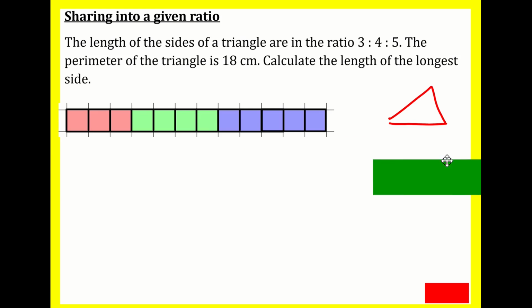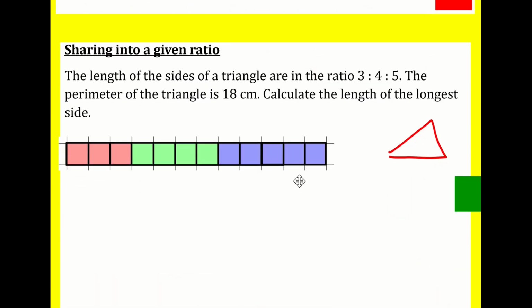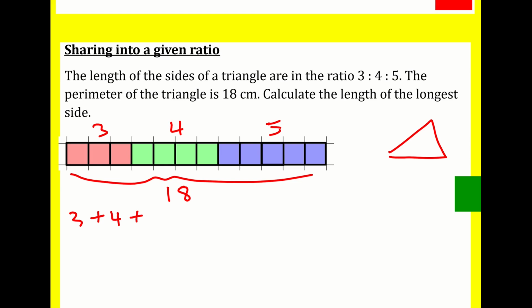So again, we could use a bar diagram. I've got 3, 4, and 5. Now, instead of just part of it being 150, I've got the full amount being 18. And I'm well on my way to working things out. So how many parts do I have in total? I'm going to need to add them. I've got 3 here, 4 here, and 5 here. So it's going to be 3 plus 4 plus 5 equals 12 parts.